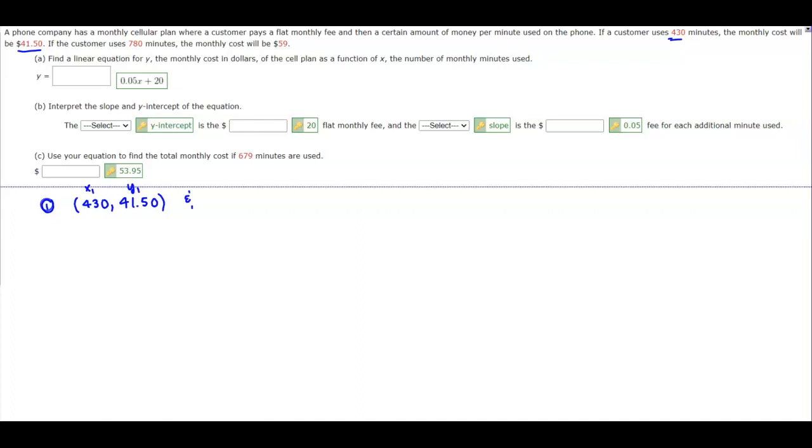And then if we look at the next sentence, it says if a customer uses 780 minutes, the monthly cost will be $59. So that means we have 780 minutes at $59. So this is x2 and then this is y2. And so now what we want to do is determine what is the slope between these 2 points. So we're going to take y2 minus y1 over x2 minus x1.